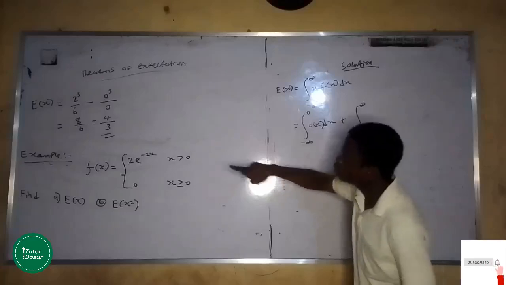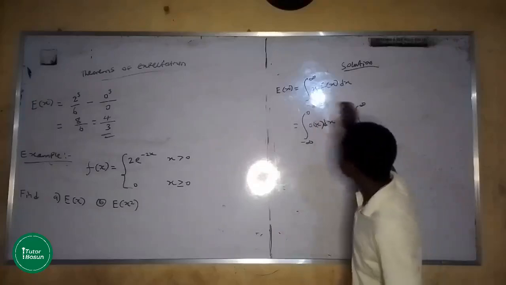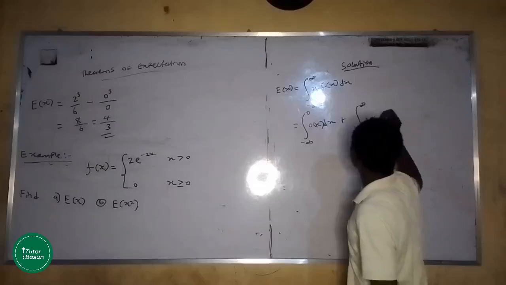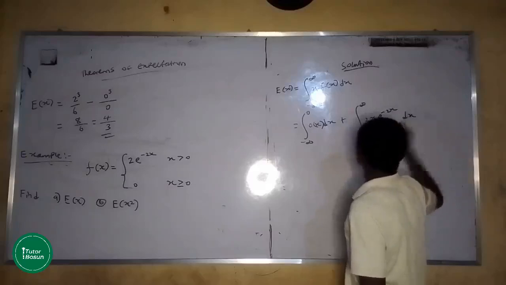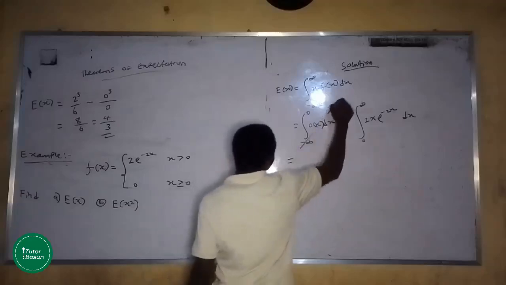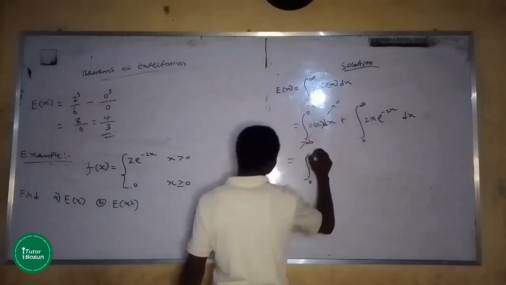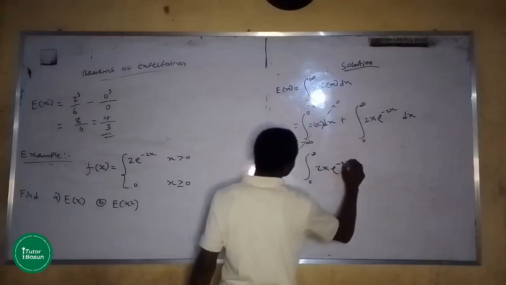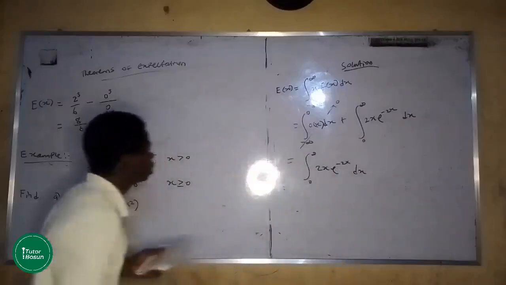Then in that situation, we have to check what is 2 exponential minus x. But don't forget that we are going to multiply by x first. So you are finally having 2x exponential minus 2x dx. So this automatically becomes what? 0. So you'll be left with the integral from 0 to infinity of 2x exponential minus 2x dx.